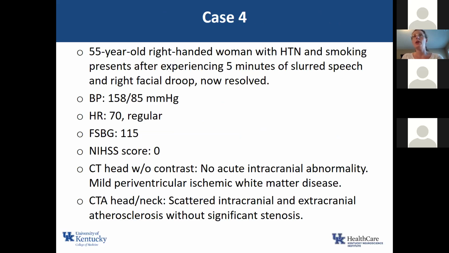All right, here's an example. We have a 55-year-old right-handed woman who has hypertension, smokes, and has had 5 minutes of slurred speech and right facial droop, which have now resolved. Okay, this is getting into our TIA. Blood pressure is 158/85, heart rate is 70 and regular, glucose 115, NIH stroke scale score is 0, so she has returned to baseline. Her CT head without contrast showed no acute intracranial abnormality, with a little mild white matter disease. CTA showed scattered atherosclerosis throughout the head and neck, but nothing significant.